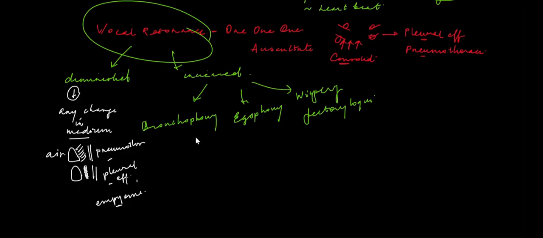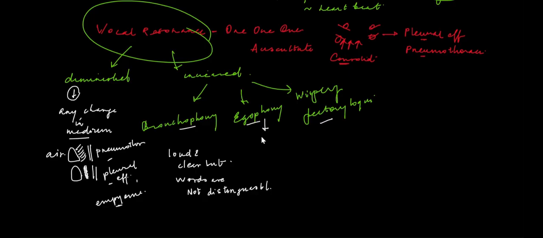It increases in a few causes, and they have distinct characters which I've named there for you. One is bronchophony, the other one is egophony, and there is whispering pectoriloquy. One specific description for all of these: bronchophony is where the sound will be loud and clear, but the words will not be distinguishable. You may say that it's loud and the words are not distinguishable, because clear might confuse you, right?